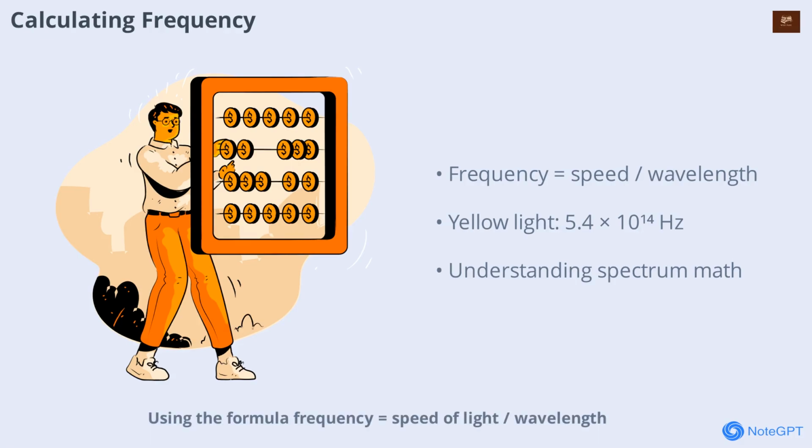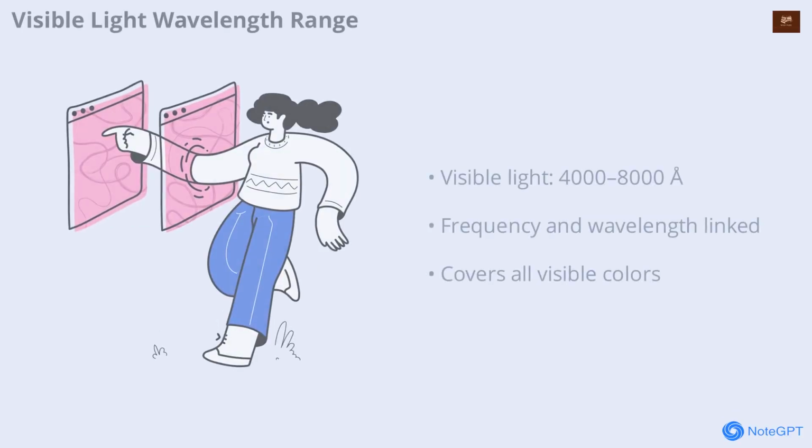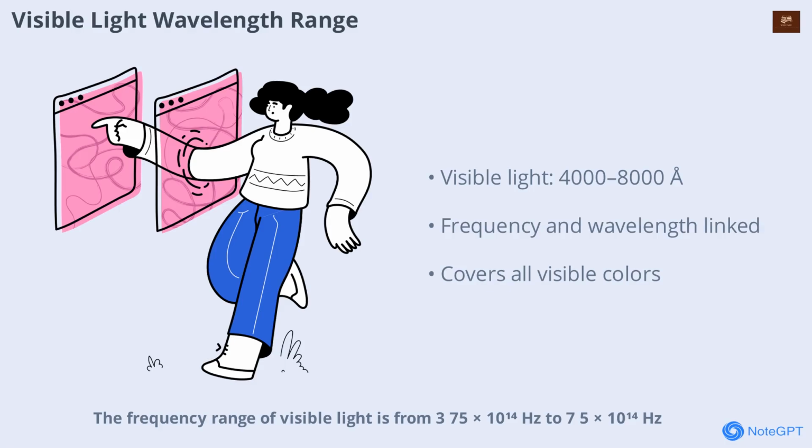Using the formula frequency equals speed of light divided by wavelength, we get a frequency of 5.4 times 10^14 Hz. This calculation helps us understand the relationship between wavelength and frequency in the electromagnetic spectrum. The frequency range of visible light is from 3.75 times 10^14 Hz to 7.5 times 10^14 Hz, corresponding to a wavelength range of 4000 angstroms to 8000 angstroms. This range includes all the colors we see in the visible spectrum.